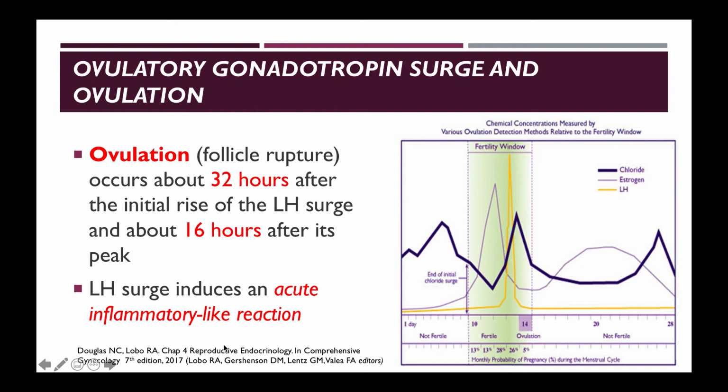Now, after the follicular phase, we have ovulation. So, ovulation or the follicular rupture occurs about 32 hours after the initial rise of the LH surge and about 16 hours after its peak. LH surge induces an acute inflammatory-like reaction. Of course, this is needed to induce follicular rupture.